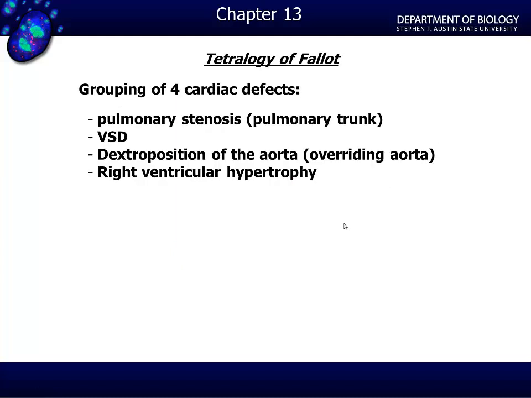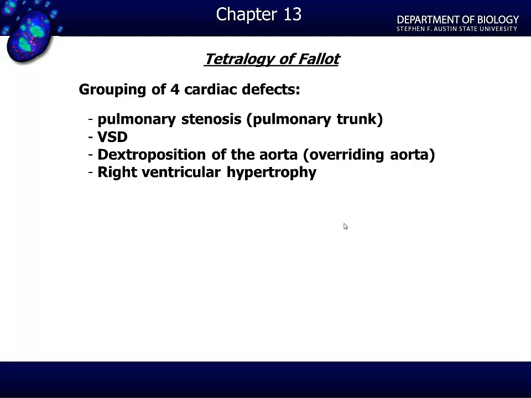Now, the last defect to mention is referred to as tetralogy of Fallot, and a tetralogy is where you have a number of consistent problems that occur together in a set. And in this case, Fallot was able to describe in this particular situation where we have pulmonary stenosis, so a narrowing of the pulmonary trunk. We also have a ventricular septal defect.